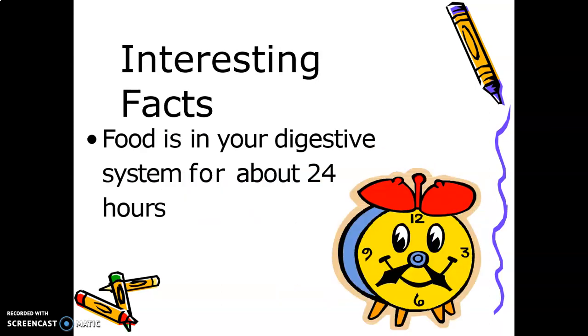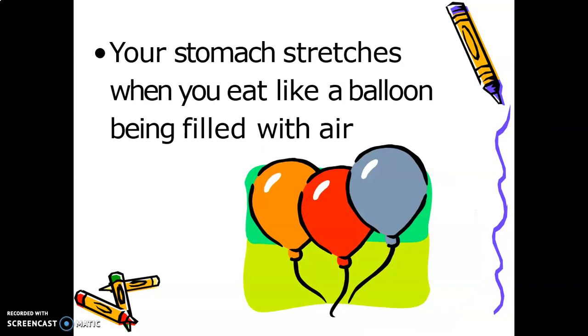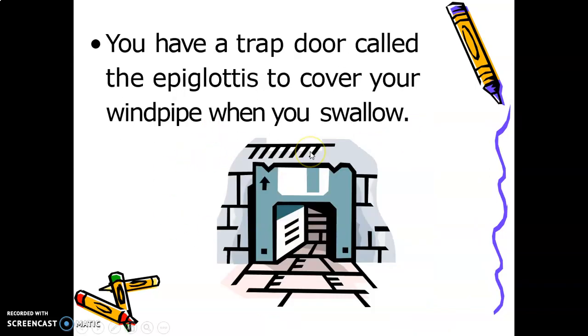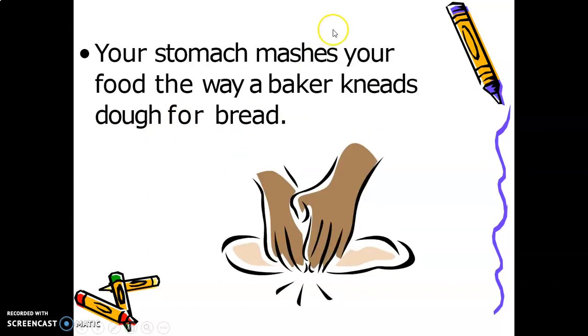Now, some of the interesting facts is that food in your digestive system stays for almost 24 hours, and your stomach stretches when you eat like a balloon being filled with air. And you have a trapdoor that is called the epiglottis. It is in your neck that covers your windpipe or the trachea when you swallow. That's why you sometimes have hiccups. And your stomach mashes your food the same way that the baker kneads the dough for bread.